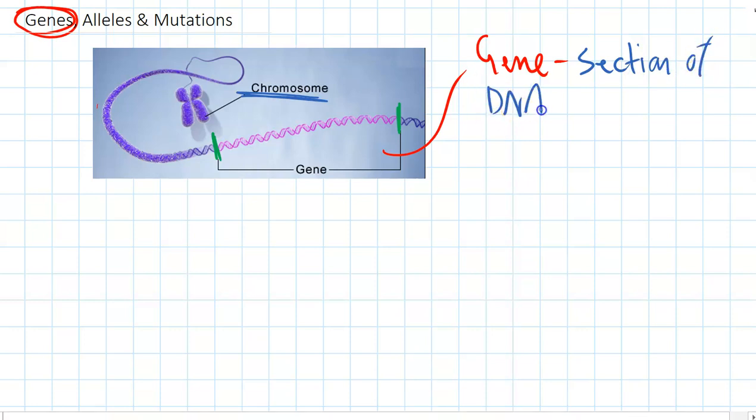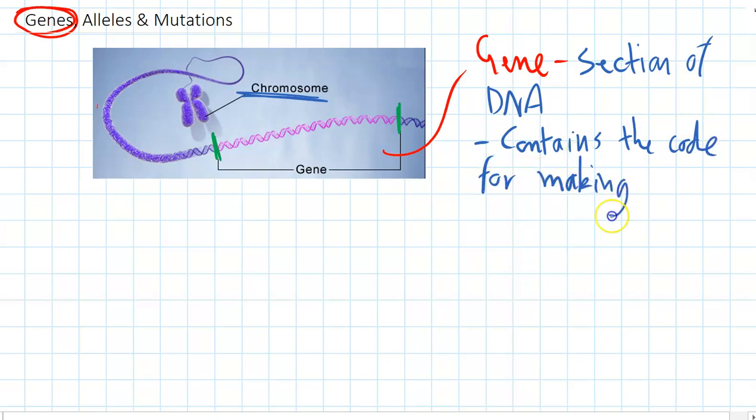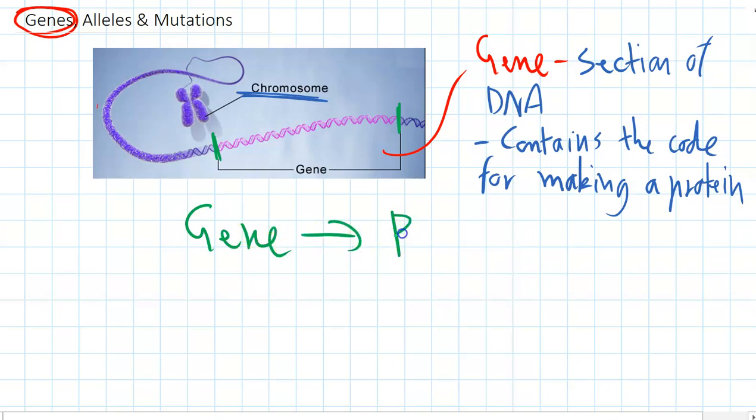So, a section of DNA contains the code for making a protein. The mantra we should always be remembering when we're learning our genetics is that we go from gene to protein. All genes make a protein. Well, they're the instructions.